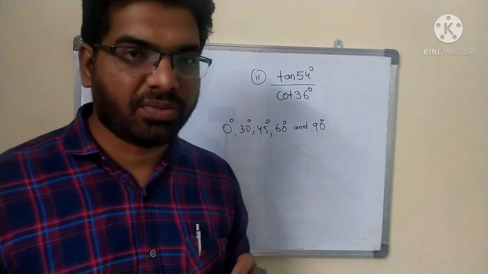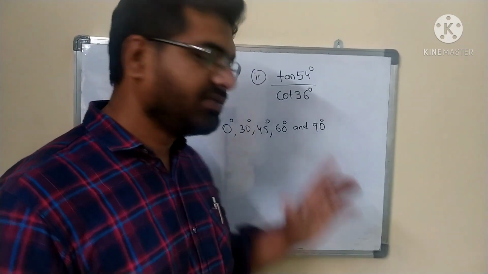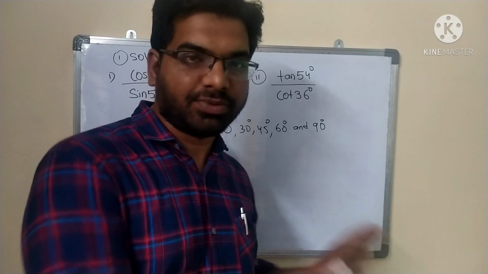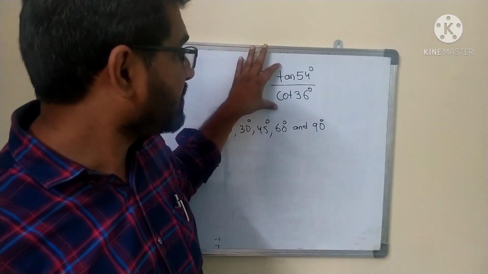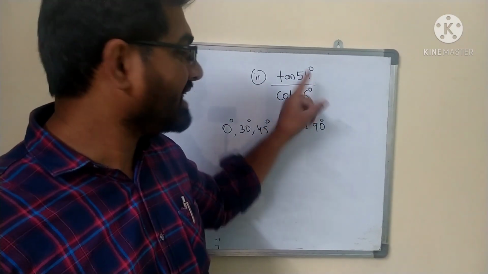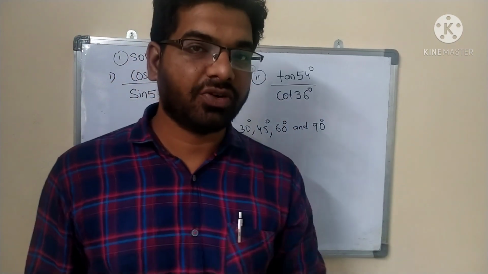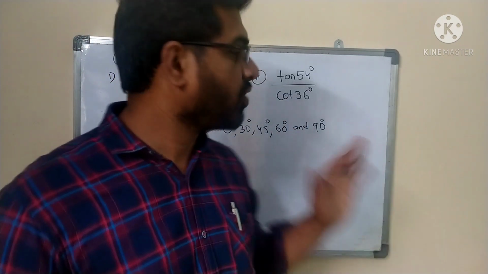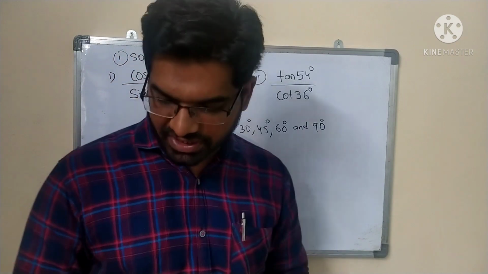So how to solve these problems here? Standard angles mean we know the table and we know the value, we will substitute there. But how to solve these problems when the angles are not standard, meaning the values are not available with us? So this problem we have to solve according to the complementary angles.